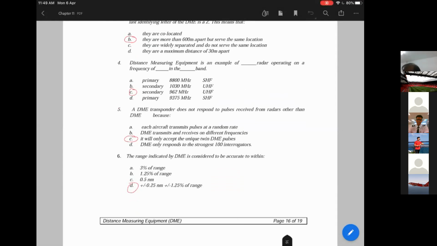The DME transponder does not respond to pulses received from radars other than DME because it will only accept the unique twin DME pulses, Charlie. Okay, good. And question number 6, please. The range indicated by DME is considered to be accurate to within plus or minus 0.25. Very good.